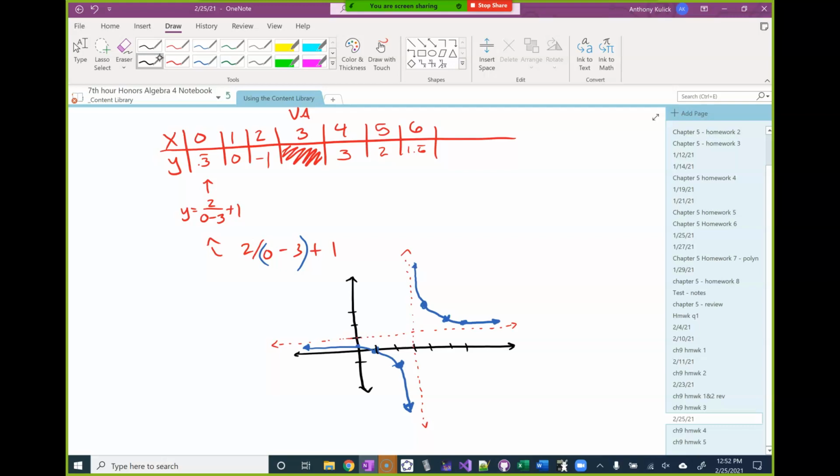Everybody cool? Let's do one more example from the other form, and then we'll move on. Sound good? All right. I think this will be example B.